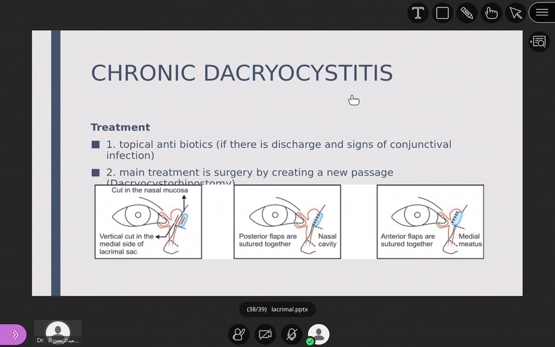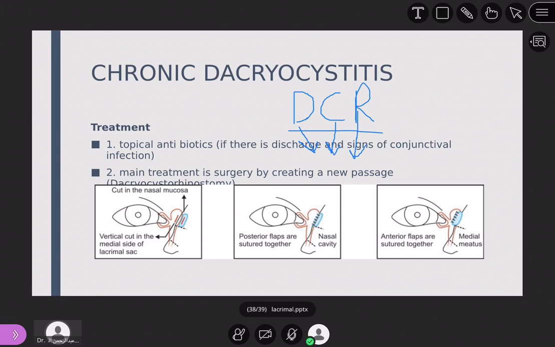DCR is dacryocystorhinostomy. So you will just create a new passage. The name will give you the surgery. Dacryo, which is the lacrimal what? Sac. Dacryo, cysto, lacrimal sac. Then rhino, which is the nose. Ostomy, which is the new passage. So DCR: dacryo, cysto, lacrimal sac; rhino is the nose; ostomy, a new passage. So you will create a new passage.